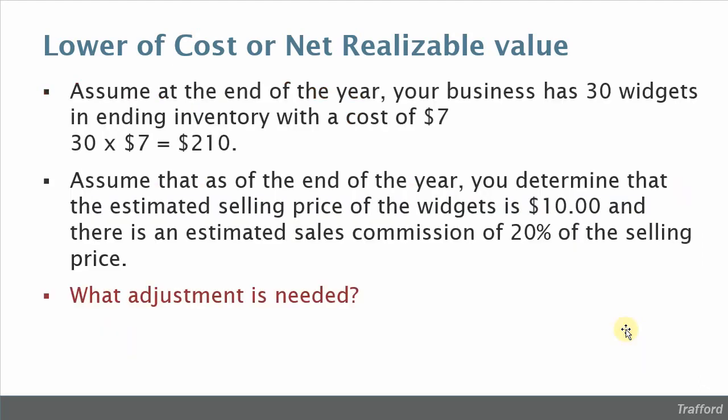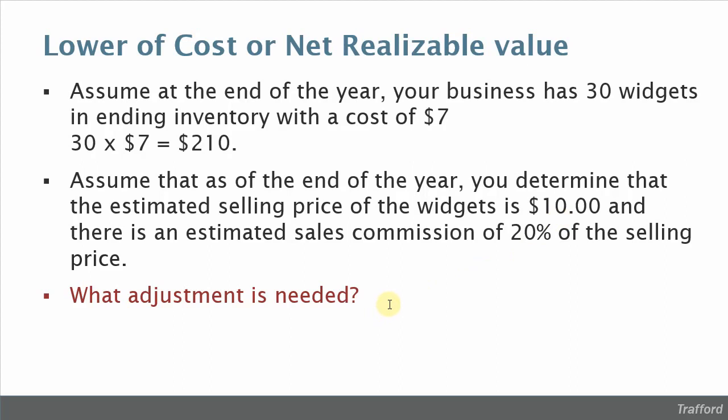Well, let's consider a different example here. We have the same 30 widgets, the same cost determined under, let's say, FIFO of $7 per widget. So in the account, we still have that $210. Now this would perhaps be the more normal situation, right? At the end of the year, you need to once again compute the net realizable value of those 30 widgets. You estimate the selling price of the widgets is $10. If you subtract the 20% or $2 sales commission, the net realizable value of the widgets is $8 each.